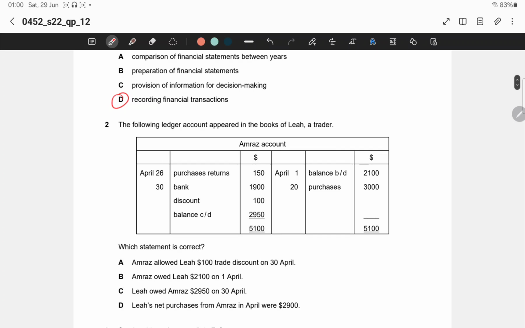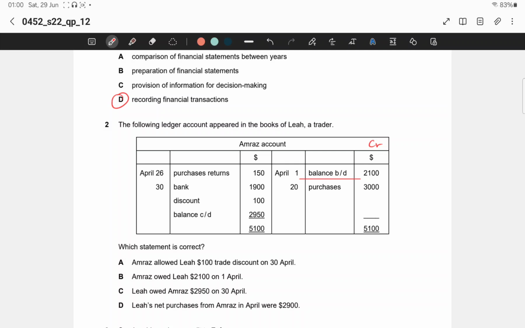Question number 2. The following ledger account appears in the books of Leah, a trader. You see this is Ambras' account, so which statement is correct? You need to identify first who Ambras is to Leah. The keyword you can see is the balance b/d. The balance b/d here is on the credit side. Assets have a debit side; liability or capital have a credit side. Usually the ones that have a normal credit balance are liability and capital.